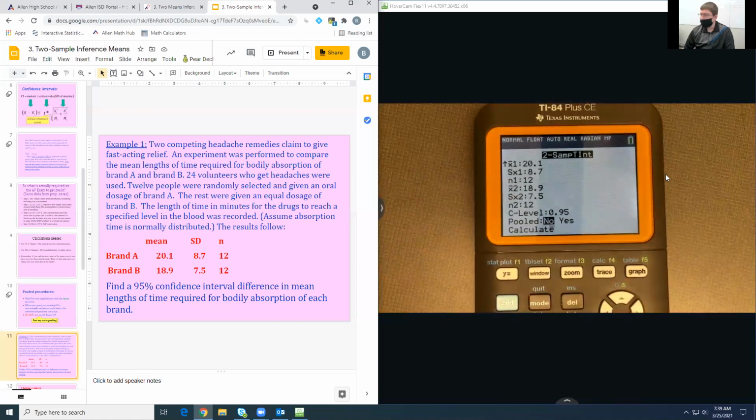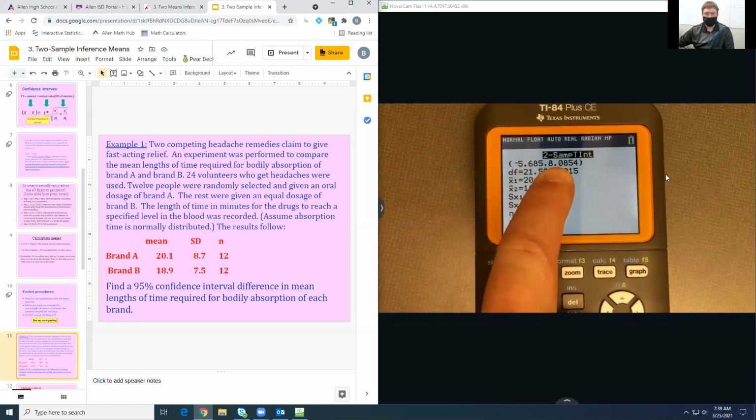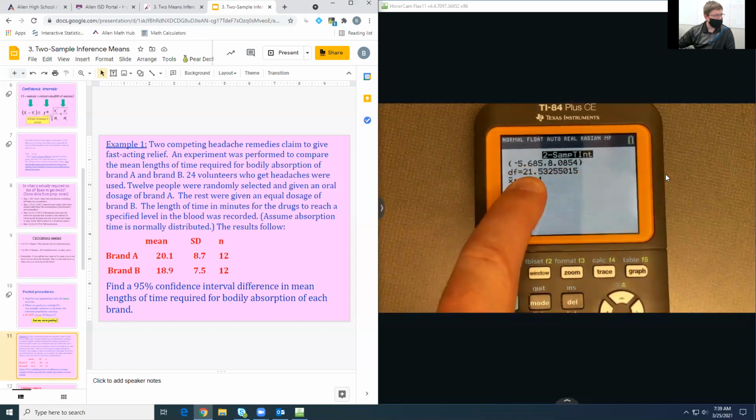All right, everybody good? Questions? Press enter. There's your answer. So I know that the average difference between the two is anywhere from negative 5.685 to positive 8.0854. With the degrees of freedom of, wait, what? A decimal. What are we going to round it to? 21. It's always going to give us this weird decimal. So we have degrees of freedom of 21 here. And then it reminds you of what your sample size is, standard deviations, and all that fun stuff.